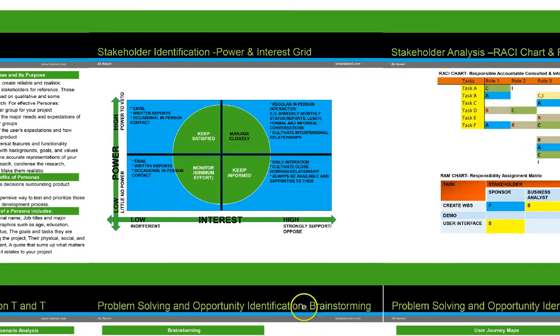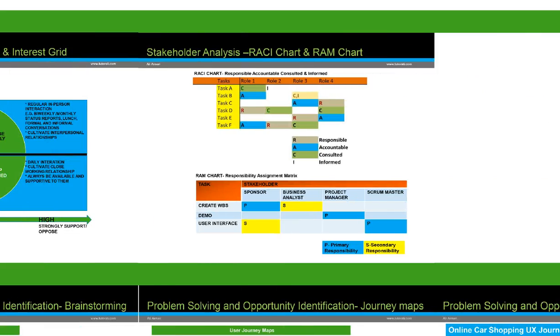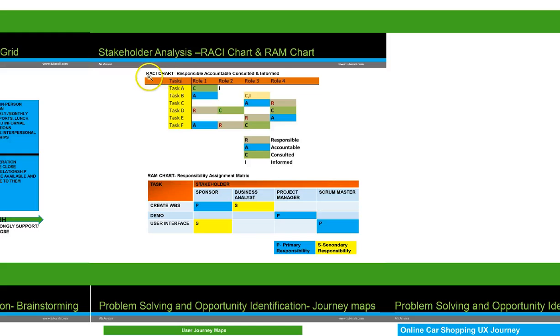So if you look over here, we see the power and interest grid of the stakeholders. So who has more power and who have the high interest, and what we need to do to these stakeholders or with these stakeholders. In this case, we need to manage them closely. Then we have the RACI chart and the RAM chart. The RACI stands for responsible, accountable, consulted, and informed. So these are the different team members or the stakeholders that have been assigned these tasks. So we are going to see who is accountable, who is consulted, who is informed, and that will help the team members.